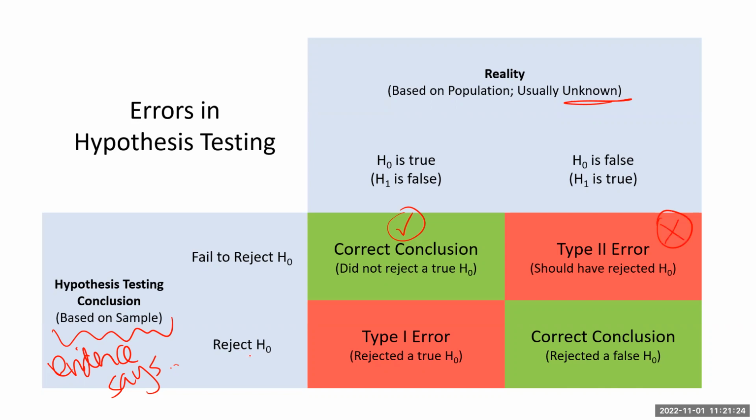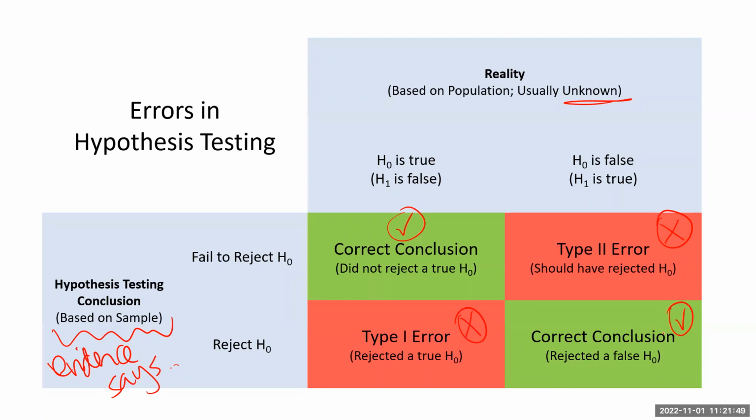Now, if we reject the null hypothesis based on our data, but the null was true, so we threw it out, but we shouldn't have, okay? We threw out a good null hypothesis, then we made a type 1 error, okay? That's a mistake also. Now, if we rejected and it was false, so we threw it out, but it was false, then we did the right thing, okay?